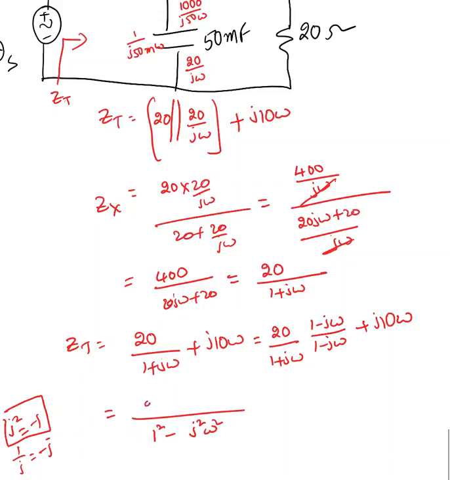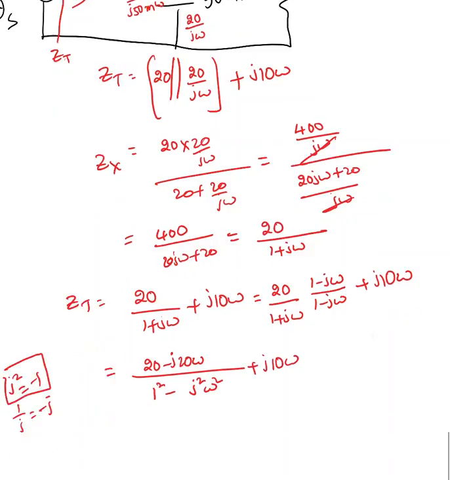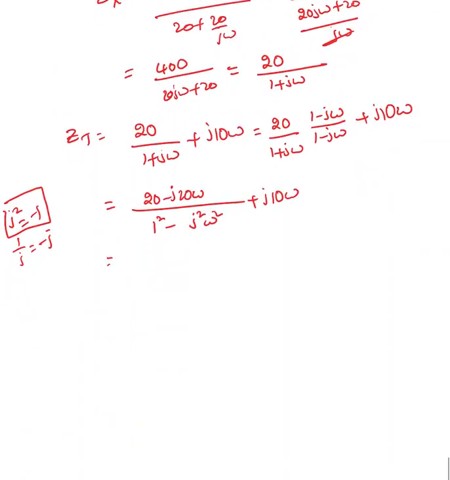So in the numerator, I'll end up with 20 minus J 20 omega, plus J10 omega. Okay, so here it's going to be 20 over 1 plus omega square. So the J term is eliminated, minus J 20 over 1 plus omega square plus J10 omega.